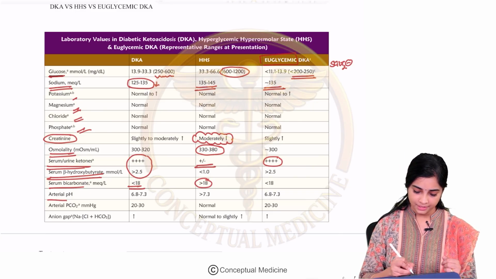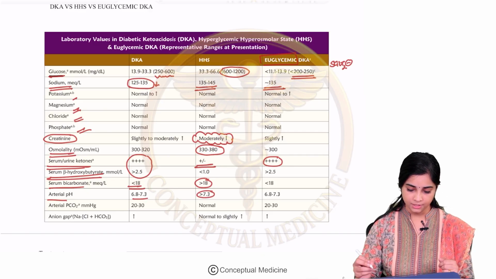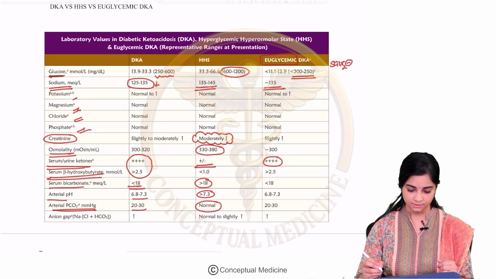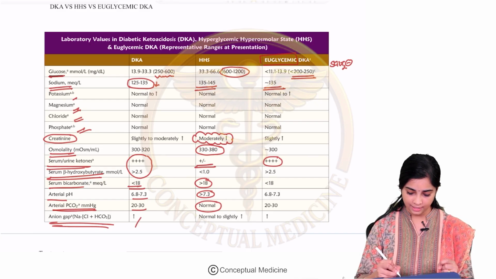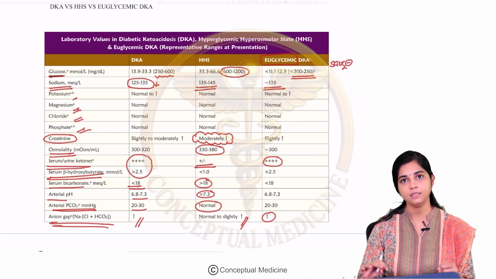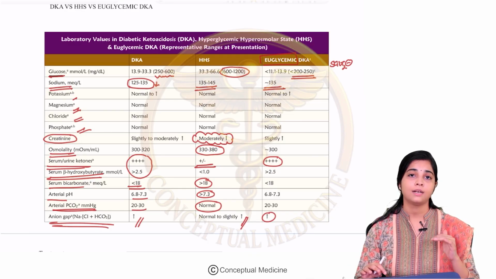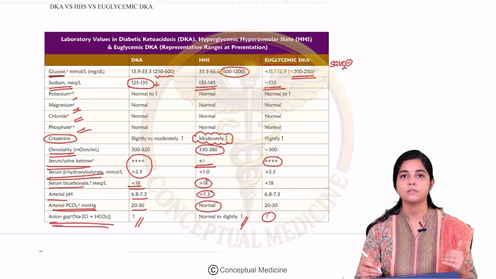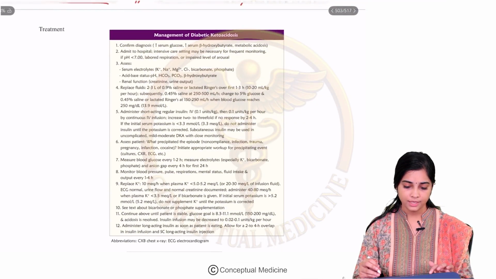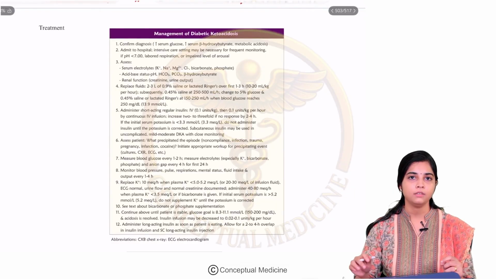Arterial pH will be low in DKA. Arterial pH will be normal in HHS. Arterial PCO2 will be low; arterial PCO2 will be normal in HHS. High anion gap metabolic acidosis, so a widened anion gap, is seen in DKA and in euglycemic DKA, but not seen in HHS. So these are the basic biochemical differences between your DKA and HHS. Fine. So let us look at the treatment algorithm for your DKA.